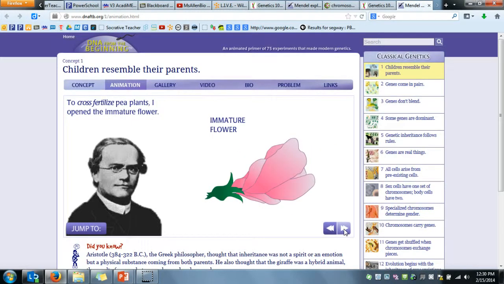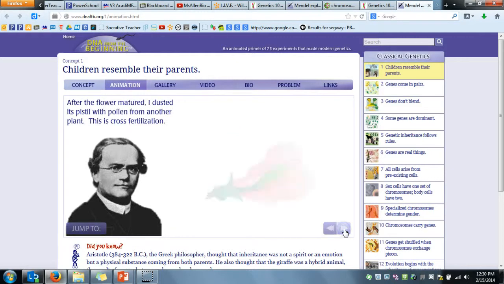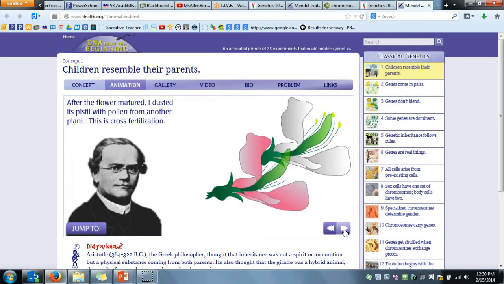To cross-fertilize pea plants, he opened the immature flower, took off the petals, then cut off the stamens before they could mature. After the flower matured, after the female part was ready, he dusted its pistil with pollen from a different plant. This is called cross-fertilization. He actually took a brush and took the pollen from one plant and put it into the flower of the other plant. So that's what Gregor Mendel did in order to control which plants were receiving which traits.